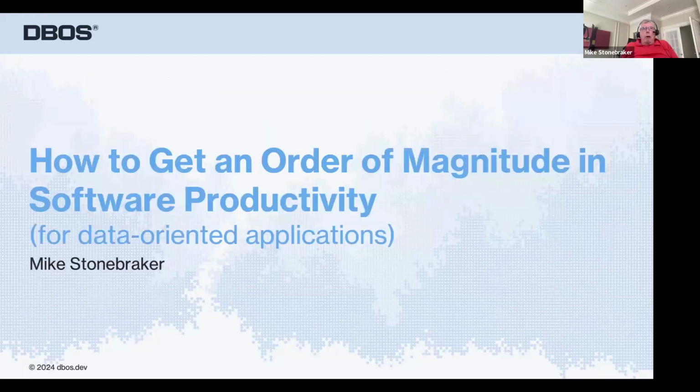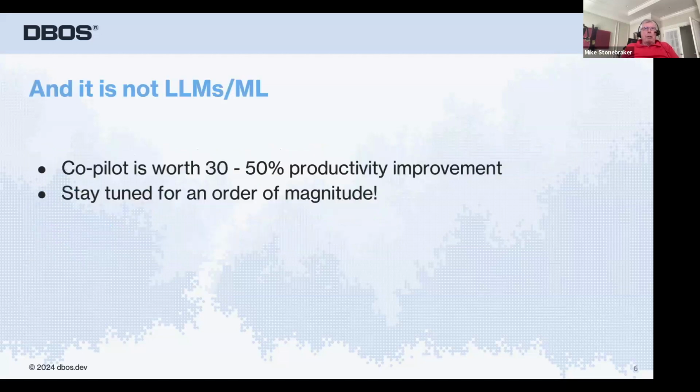So what I want to talk about is how to get an order of magnitude in software productivity. That means you'll take 90% less time to do a particular class of applications. Now, with this title, you're probably expecting some magic ChatGPT thing to be the topic of conversation, but that's not true at all.